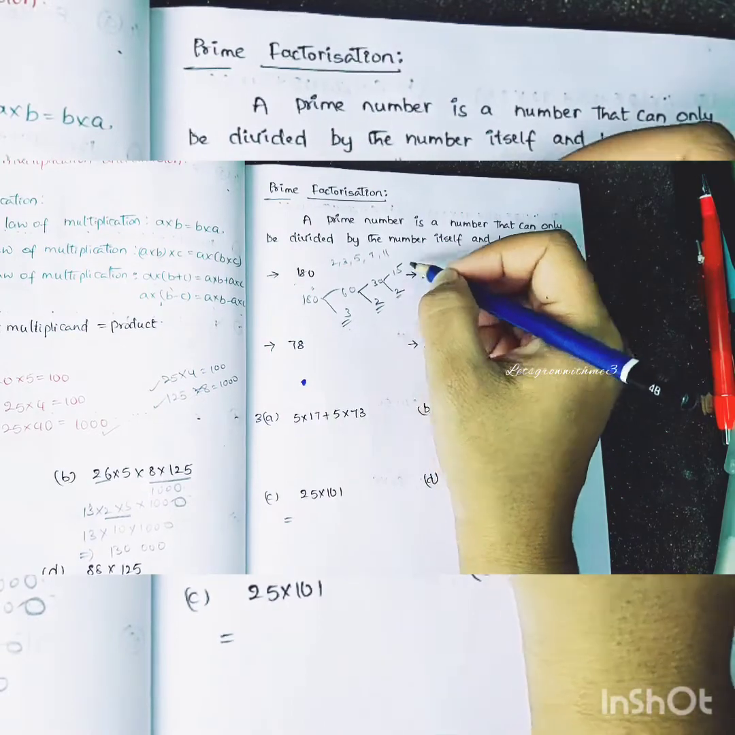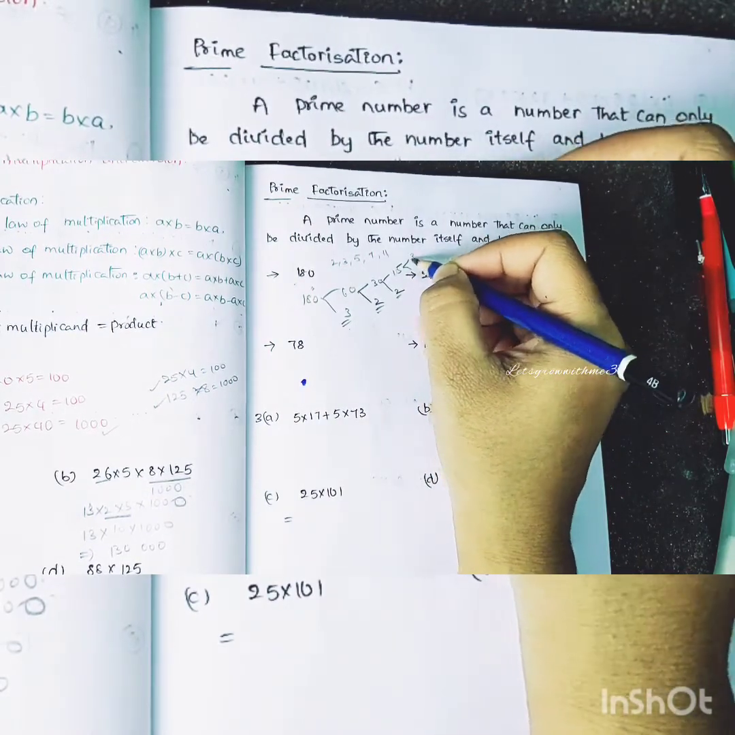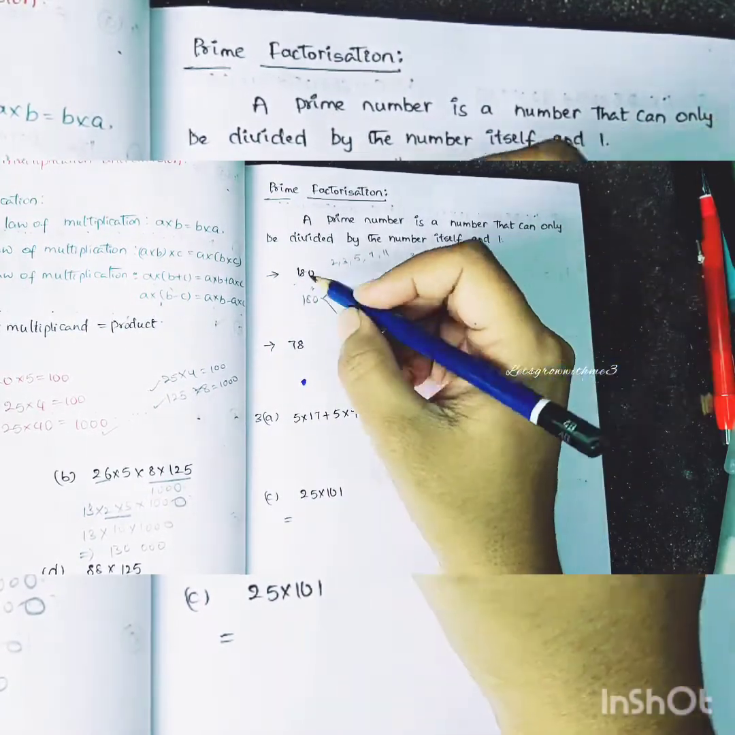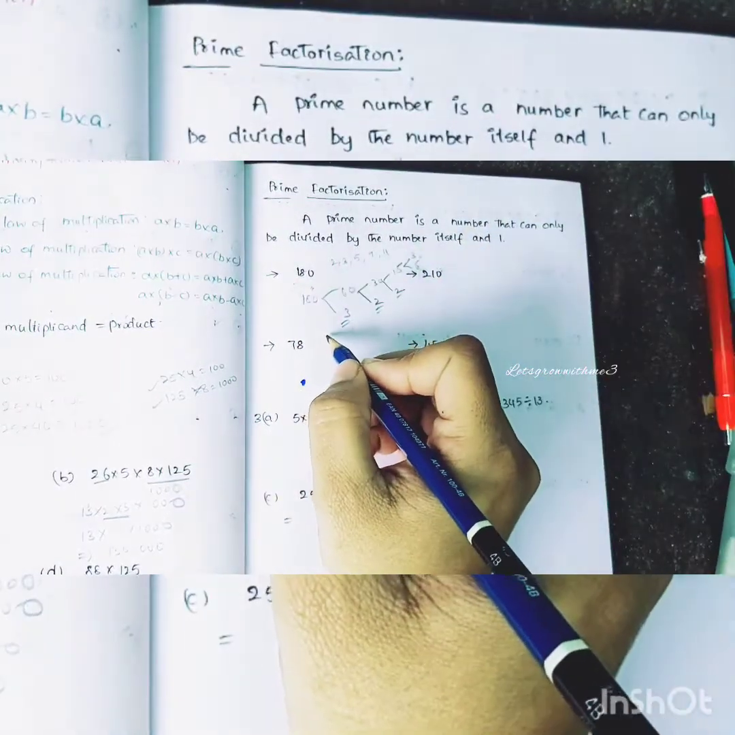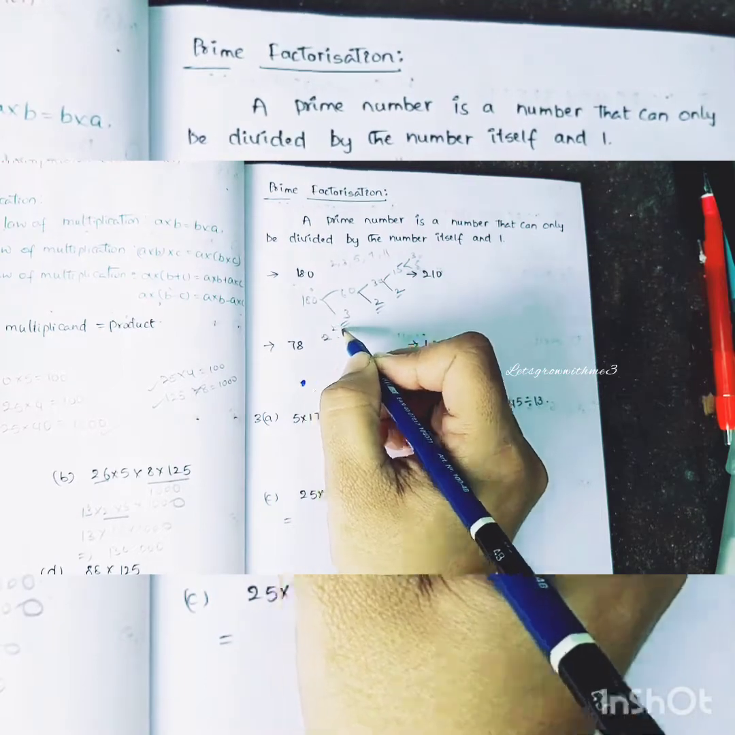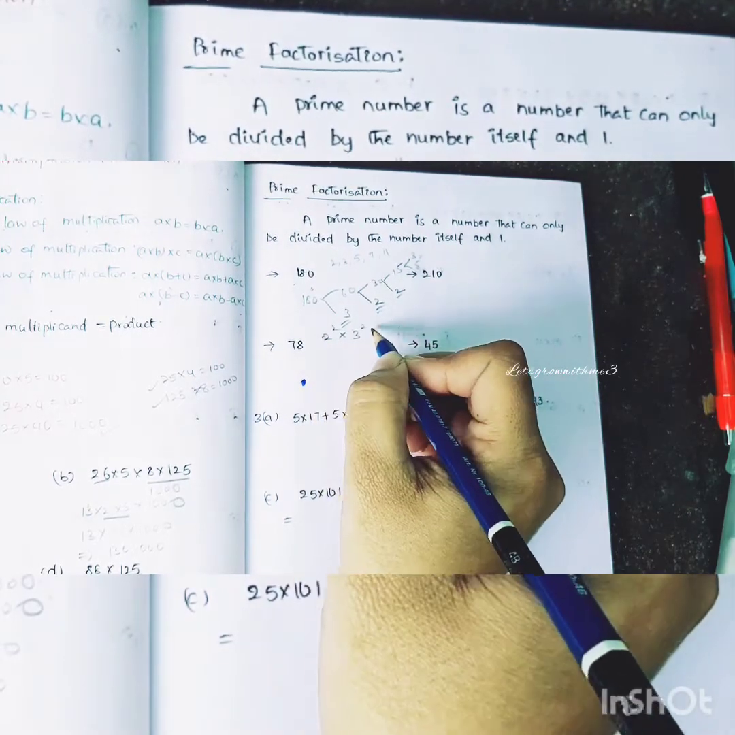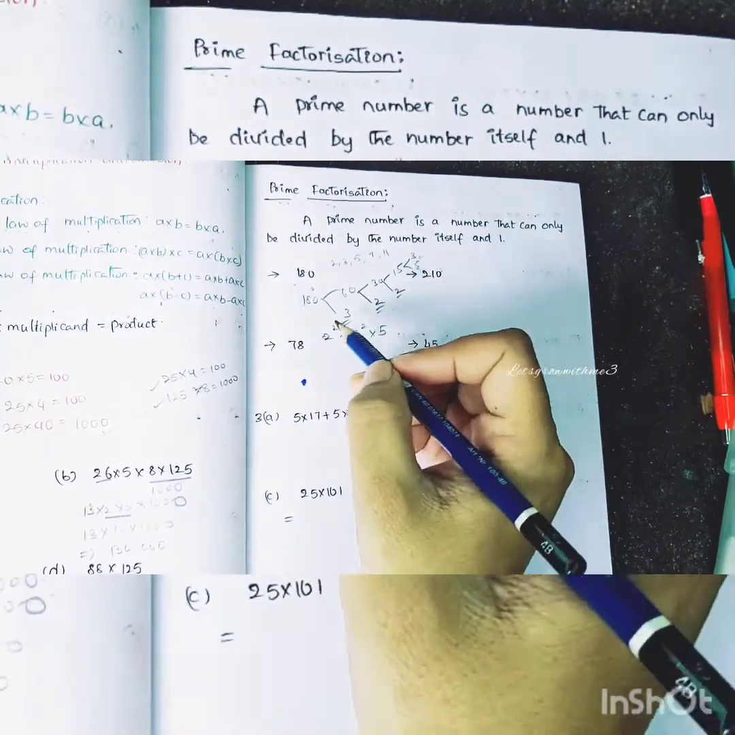And then 30, 15 times 2, again 15, 3 times 5. So if you see only the last values, 3, 2, 2, these are all our prime numbers. So if you multiply this sequence of prime numbers, you will get 180. So the process of this technique is called prime factorization.